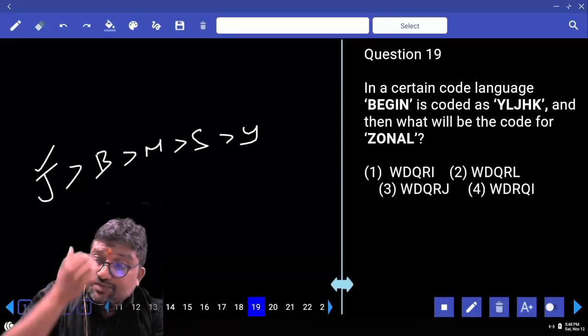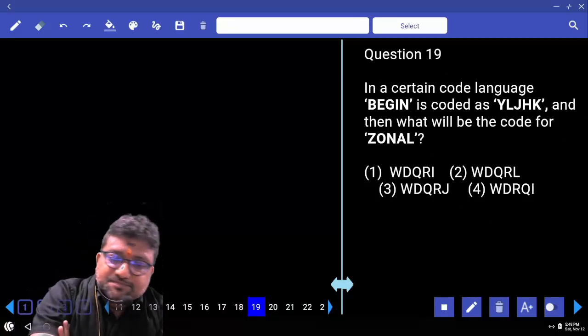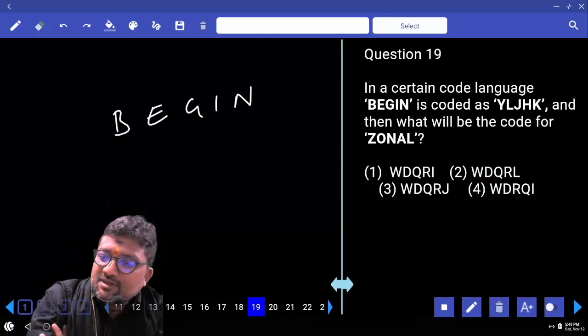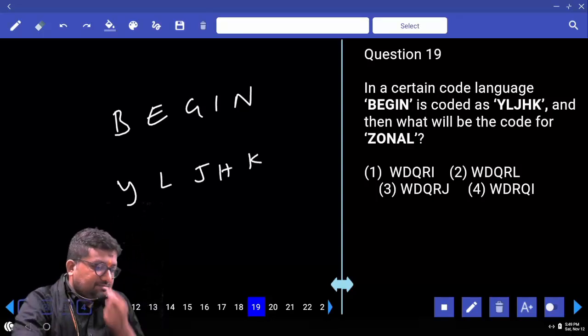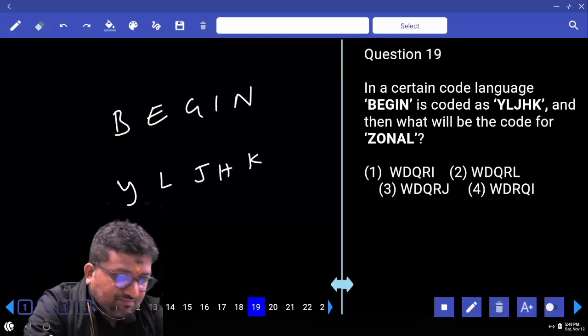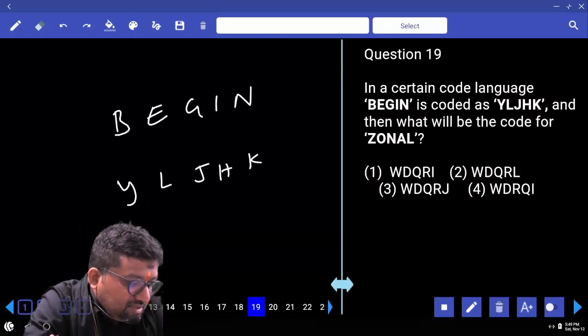Begin. So B and Y. Begin, Y L J H K. Is this clear? So what's happening here? In a certain code language, what should be the code here? What's the code here?